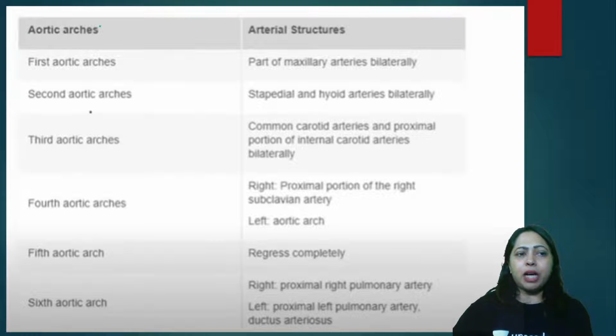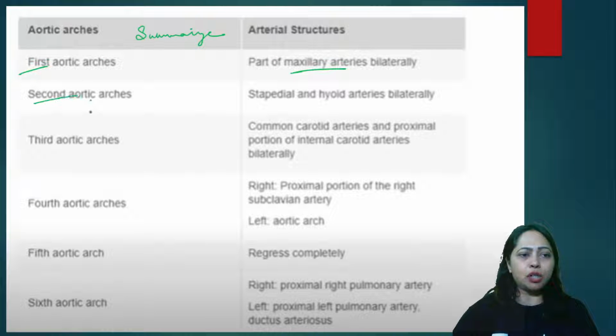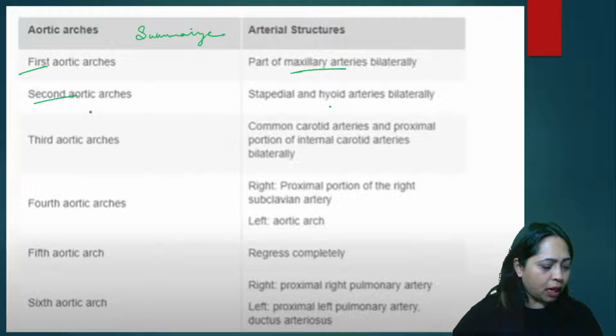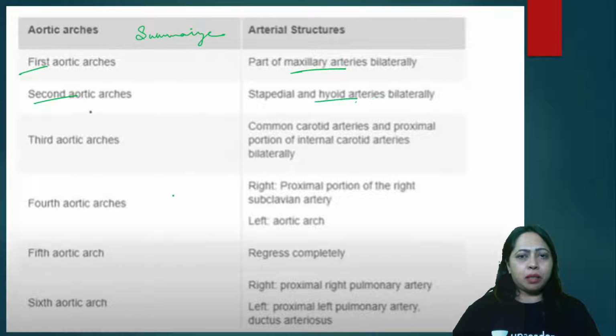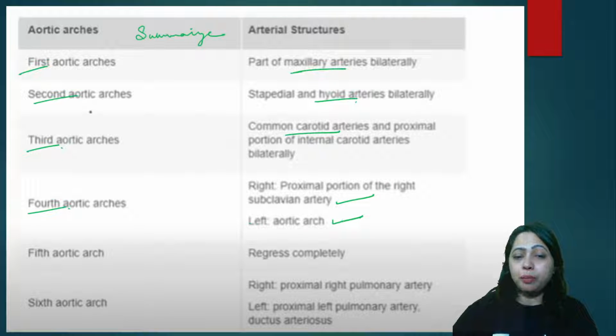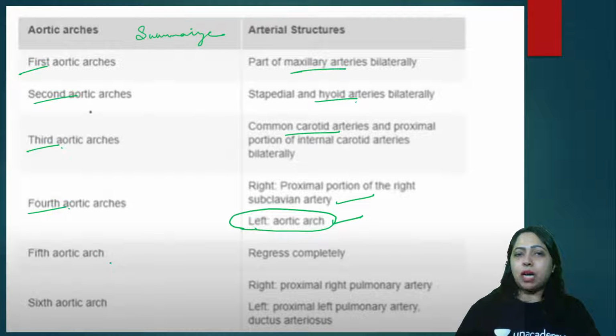And here are some of the aortic arches and arterial structures. Now, if you just want to summarize quickly: first arch, you have the maxillary artery. Second arch, what is the artery? You have the hyoid. And then third arch, you have common carotids. And fourth arch, you can see the subclavian and left aortic only, because the right one does not come there.